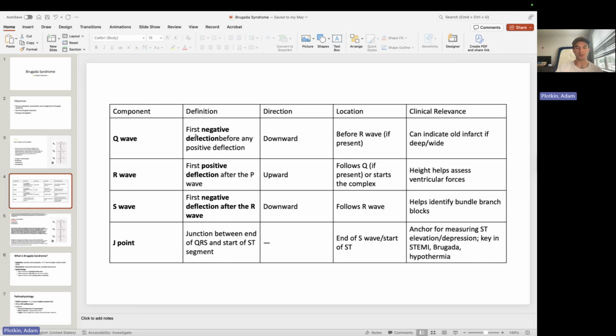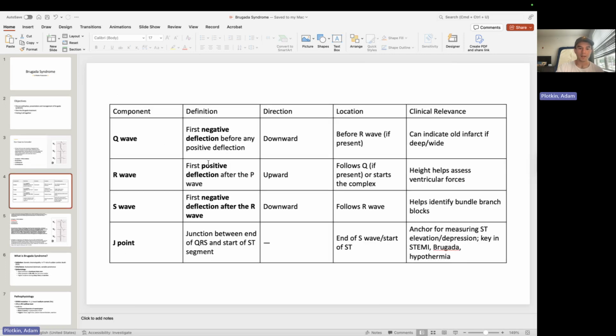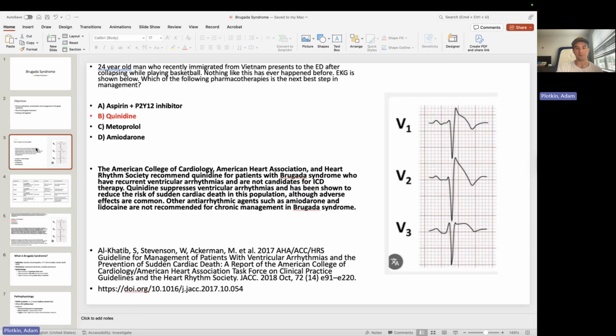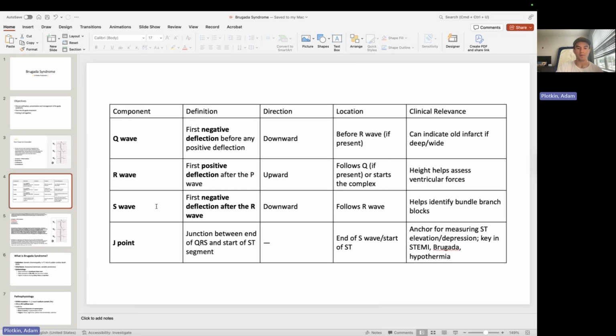So the Q wave is the first negative deflection before any positive deflection after the P wave. So we get the P wave, and then it's the first negative deflection. If we look at V1, here's my P wave, which indicates atrial depolarization. And then here would be my Q wave, the first negative deflection after the P wave. The R wave is the first positive deflection after the P wave. So again, P wave, first negative deflection, Q wave, and then here's my R wave going back up, positive deflection. The S wave is the first negative deflection after the R wave.